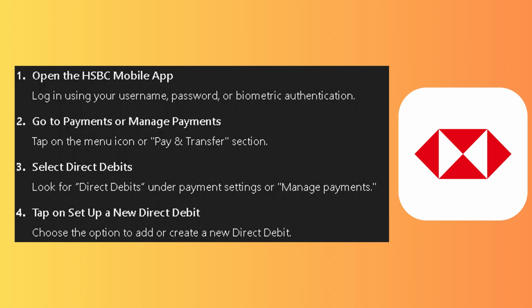After that, go to the payments or manage payments. Tap on the menu icon or the pay and transfer section. Select direct debits. Look for the direct debits under the payment settings or manage payments. Tap on setup or add new direct debit. Choose the option to add or create a new direct debit.